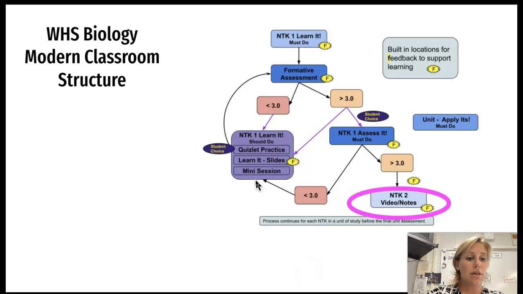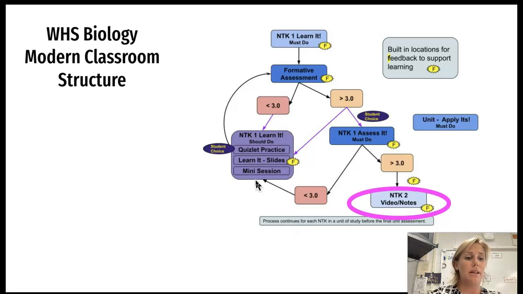You have to score a 3 or higher to be able to move on. If you score below a 3, I will ask you to go back and complete some more learning activities before you come back and retake your mastery check or your learning check. You cannot move on to the next NTK until you have scored a 3 or higher on your learning check. After you've done that, you have the ability to move on to the next NTK.